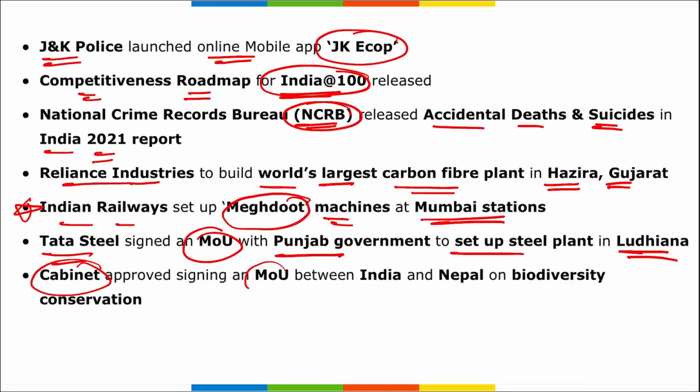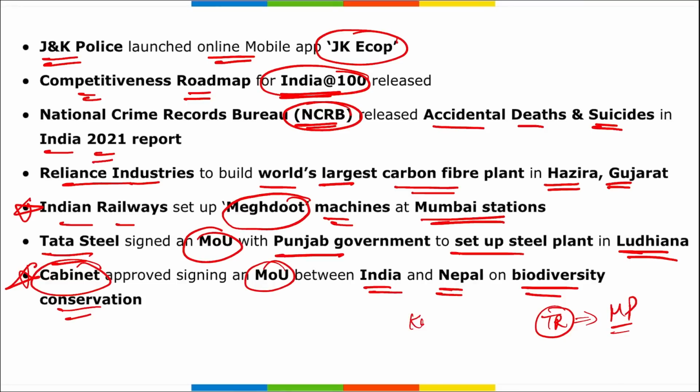Cabinet approved the signing of MOU between India and Nepal on biodiversity conservation. Question can be asked that recently India signed an MOU with which country for biodiversity conservation? It was India and Nepal. Also, recently a new tiger reserve was approved by the center. Where is this tiger reserve being made? It is in Madhya Pradesh. Kuno National Park, where is it? It is in Madhya Pradesh. Why are we talking about Kuno? Because cheetahs were brought here recently from Namibia.